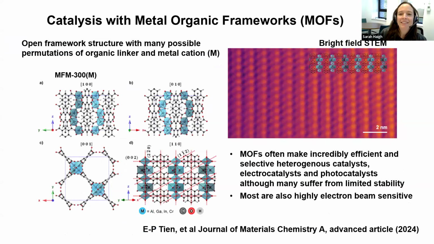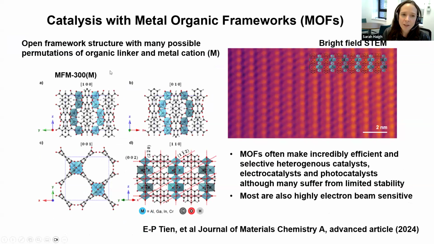These are really exciting materials. So they have metal cations, which are kind of strung together with a huge range of different possible organic linker molecules. And those are the structures shown here. This is one that's used very widely in Manchester. It's called the MFM 300 framework structure. And that can act as a catalyst for lots of different important reactions.